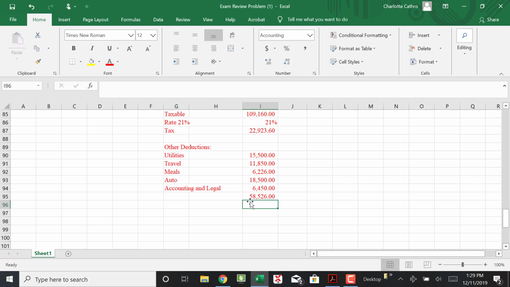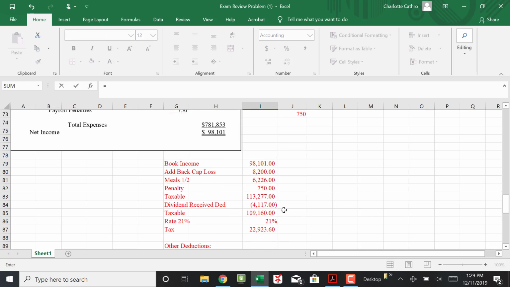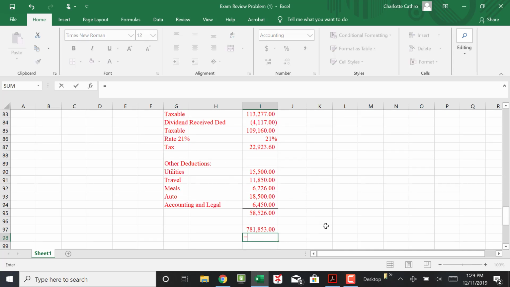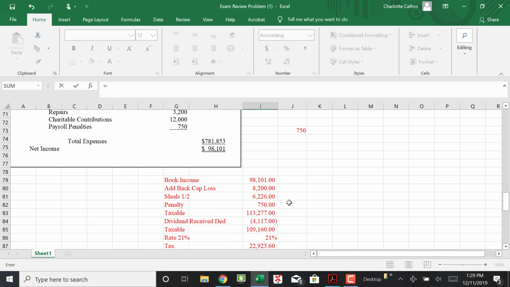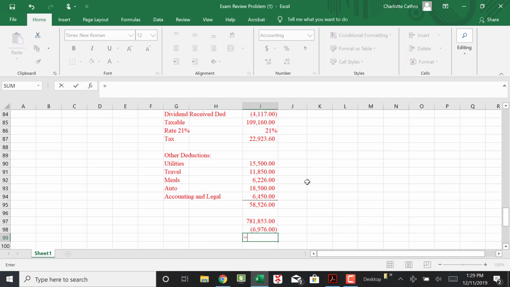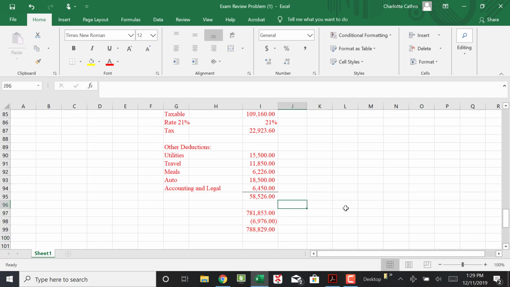we have 58,526, and I'm just going to double check that that is true. My total deductions up here were 781,853. And from that, I subtracted my M1 adjustments, my meals, and my penalties. So 788,829. So when I get to the tax return, I'm going to make sure that my total deductions equal that.